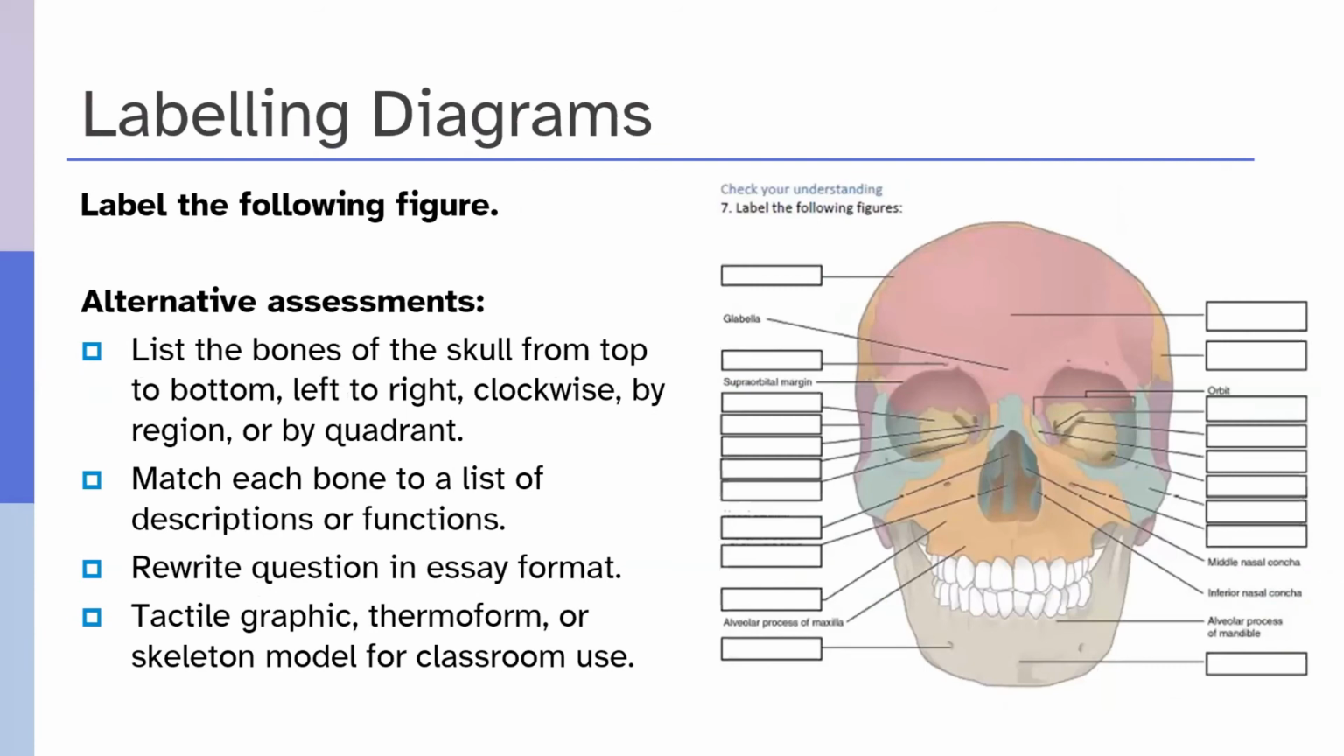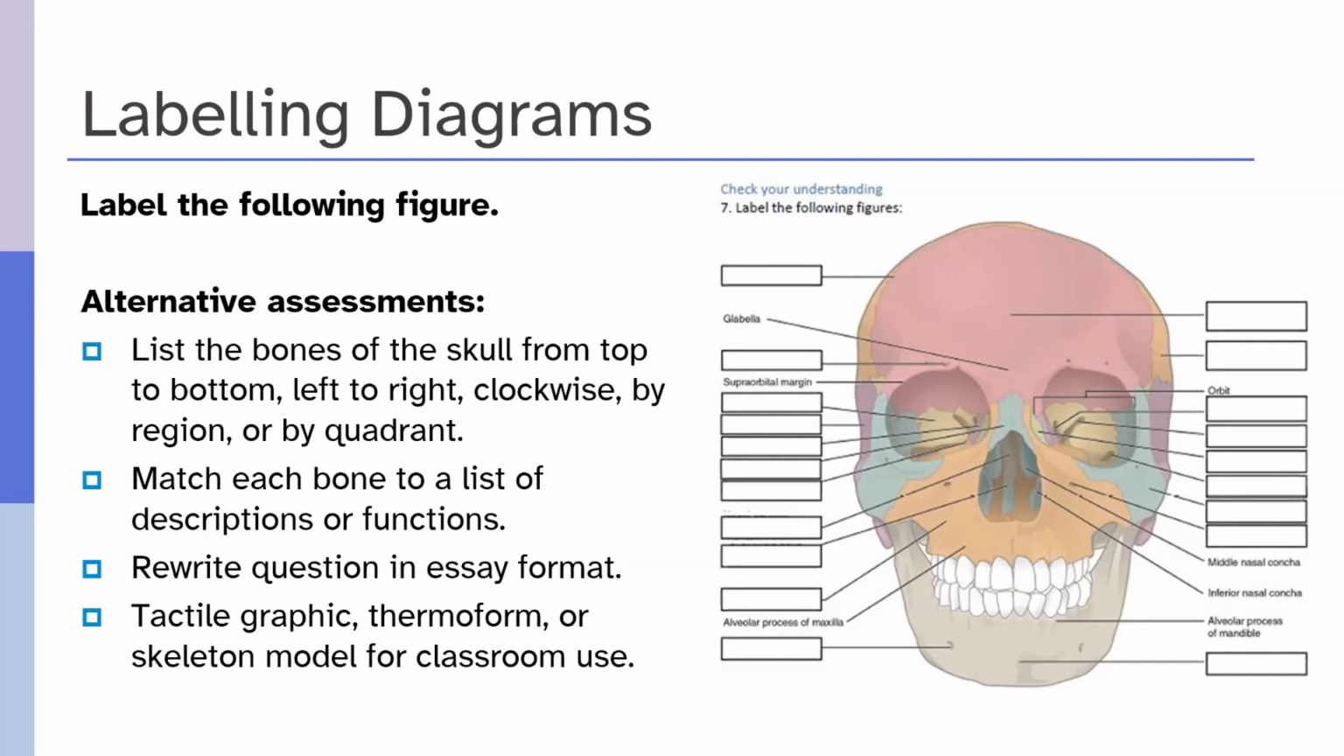All right, I'm back on my skull theme. So to return to the human skull, here is a test question where it says, check your understanding, label the following figures. And then we have a diagram of a human skull with different color-coded regions. Some of the structures have been labeled, but there are many, many blanks for the student to fill in.